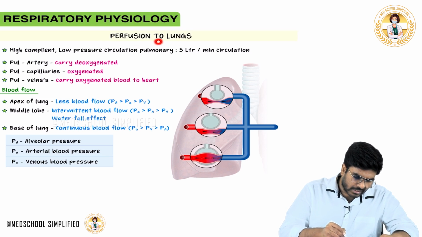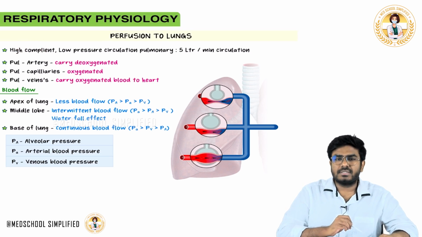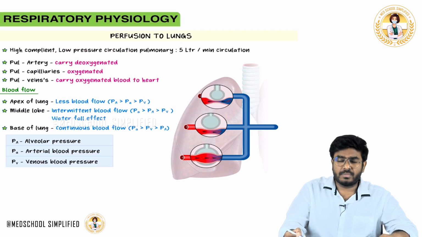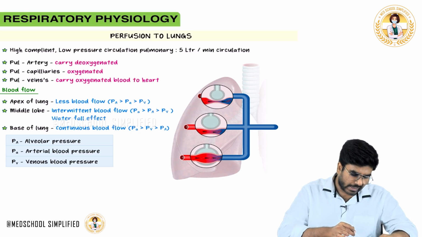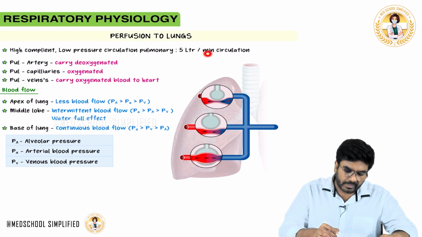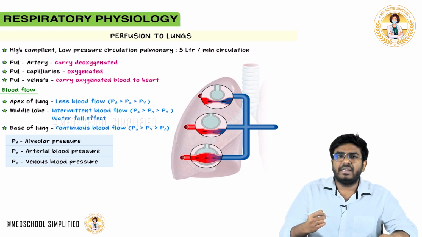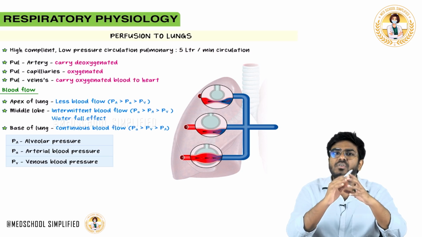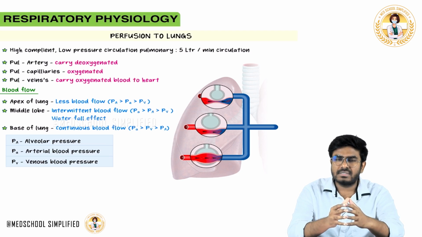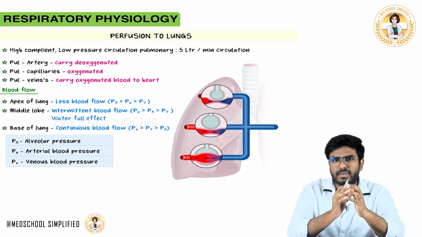Now the pulmonary circulation is highly compliant and it's a low pressure circulation. It's not like the systemic circulation. Systemic circulation has high pressures, but the pulmonary circulation has low pressures. Okay, highly compliant, low pressure circulation. And every minute, how much blood are we sending to the lungs for the purpose of oxygenation? It's 5 liters. We are sending 5 liters of blood to the lungs for the purpose of oxygenation.